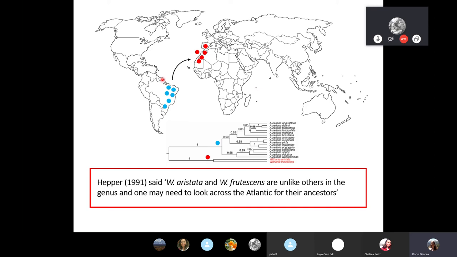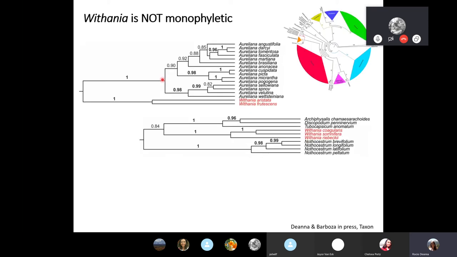But the problem here was that Withania frutescens is the conserved type of Withania, but the most widely used and important name here is Withania somnifera, that is in this other clade. So we don't want to lose the name of Withania for this species. And this is why Gloria and I proposed to change the conserved type of Withania to Withania somnifera, so we can also keep the name Withania for at least these three species.